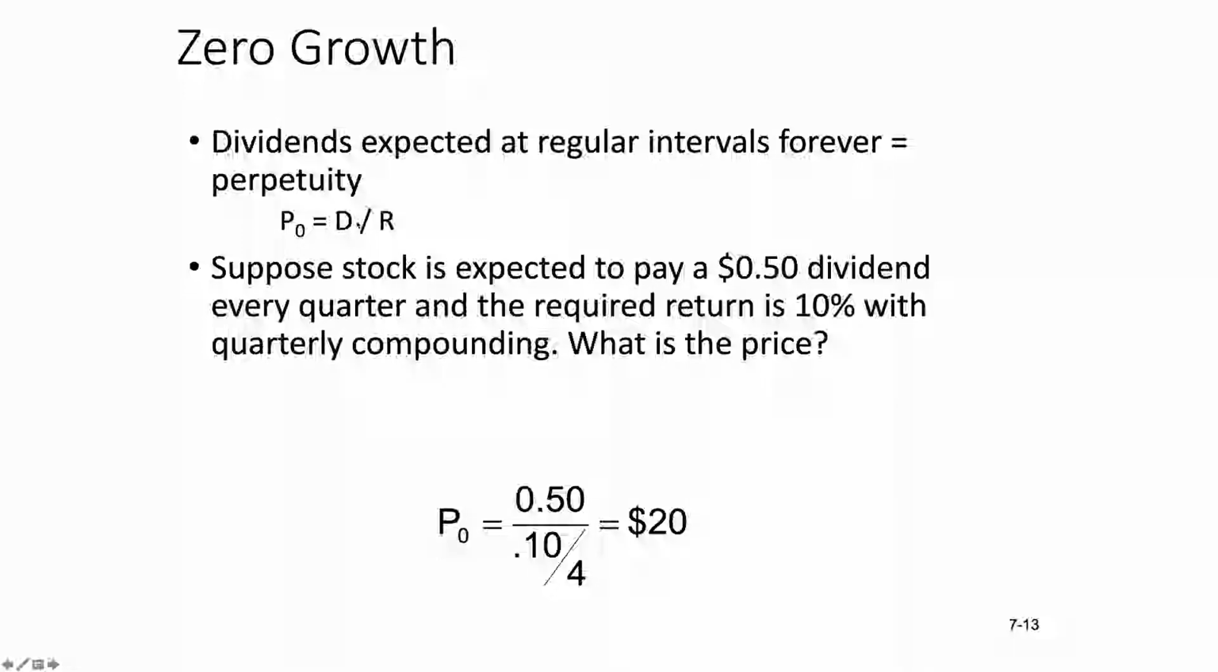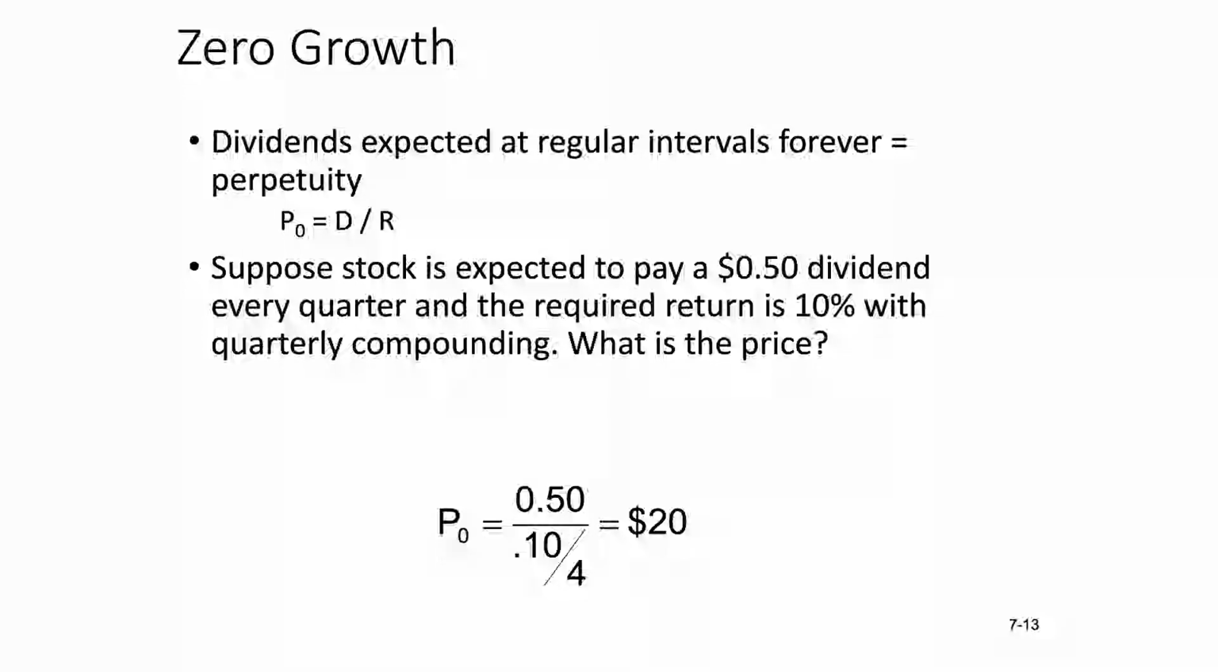We know the perpetuity formula: the present value is equal to the dividend in dollar terms divided by the cost of capital. R is the required rate of return. Let's suppose a stock is expected to pay you a dividend of 50 cents every quarter, and the required rate of return for this stock is 10% per year APR, but with quarterly compounding, I mean 3 months, 3 months, 3 months. So what is the price?